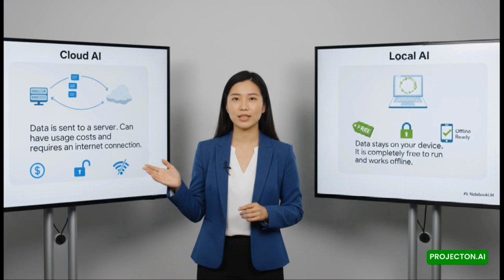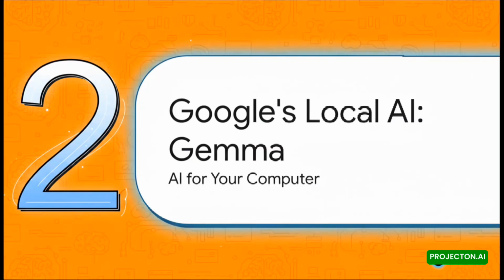That can raise some privacy flags, it can have usage costs, and of course, you've got to have an internet connection. But with local AI like Gemma 4, everything stays right on your device. That means it's totally private, it's completely free to run, and it works offline. Huge difference. And that right there brings us to Google's answer, Gemma. This is a whole new kind of AI, built from the ground up to live right on your computer.